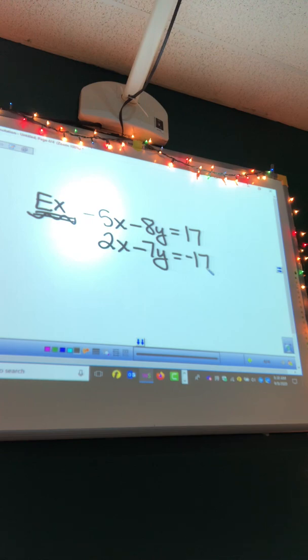If I think about my y's, I have an 8 and a 7 in front. What's a number that both 7 and 8 go into? 56. So I could choose either x or y again. It does not matter. So again, you may think differently than your neighbor. But for me, I would probably choose x just because smaller numbers. But we could still do y.